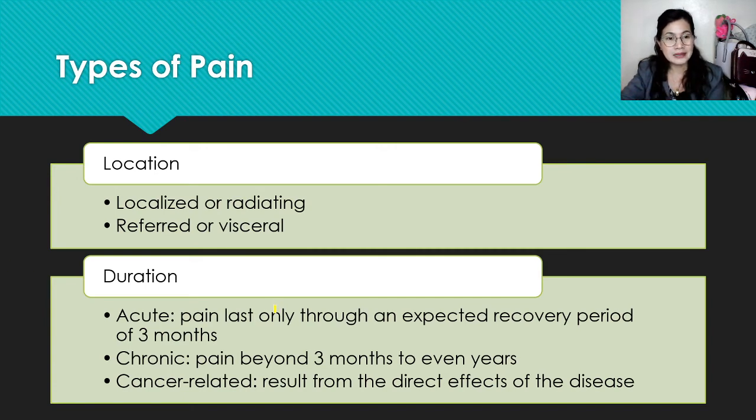Next, for the duration, you have to describe: is it acute, where the pain only lasts through an expected recovery period of 3 months? Is it beyond 3 months and even reaches years? Then that's called chronic. If it is cancer-related, then the pain results directly from the effect of the cancer.